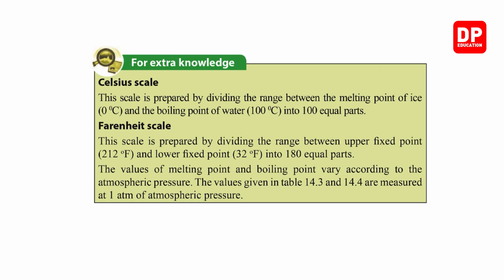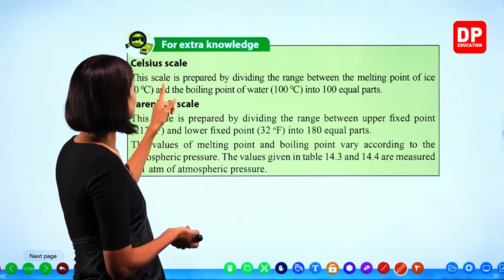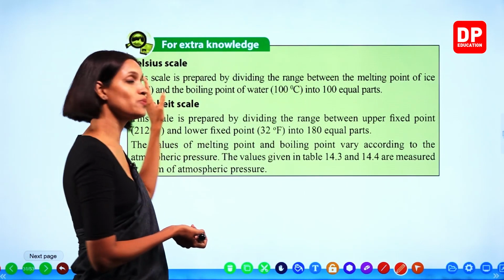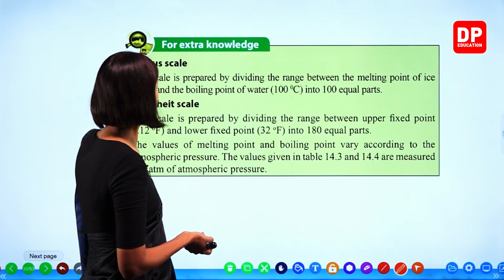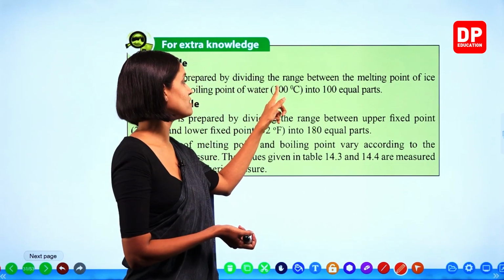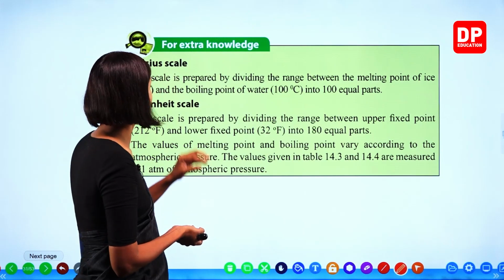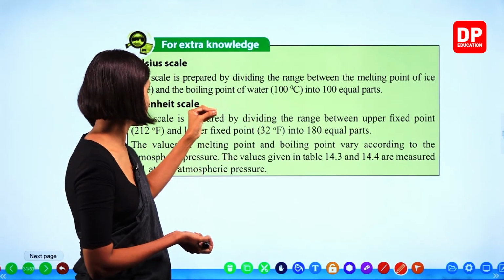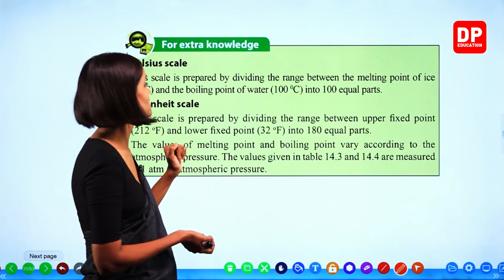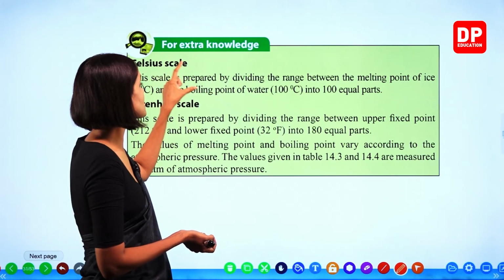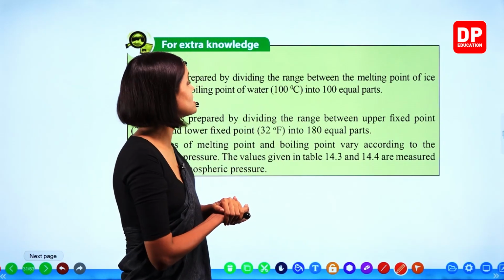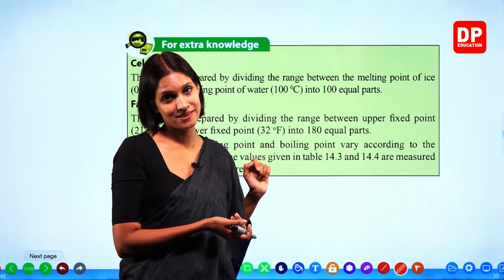So under this extra knowledge part, there's this little part we have to learn. So the Celsius scale. The scale is prepared by dividing the range between the melting point of ice, which means 0 degrees Celsius, we learned that, and the boiling point of water, which means 100 degrees Celsius. Right, boiling point of water in Celsius is 100 degrees Celsius. Melting point of ice in Celsius scale is 0 degrees Celsius. So the Celsius scale is prepared by dividing the range, which means from 0 to 100 degrees Celsius, into 100 equal parts.